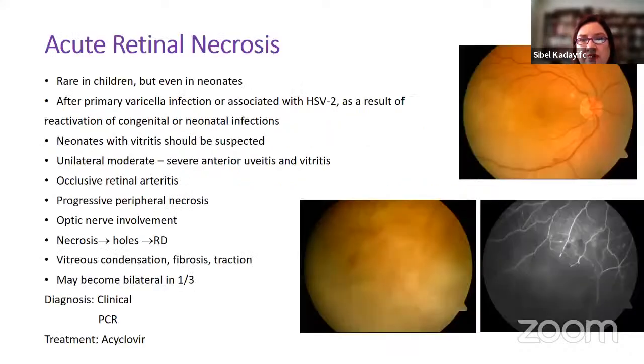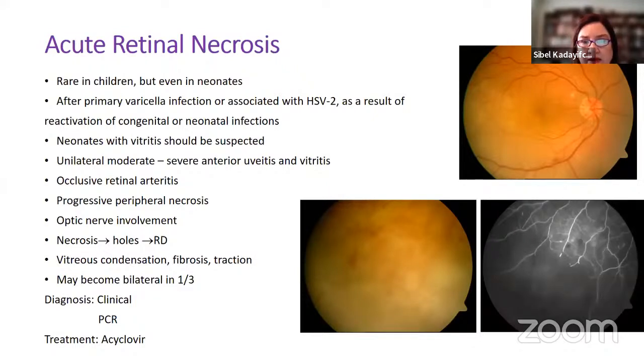Acute retinal necrosis is rare in children, but described even in neonates. It may be due to varicella zoster or herpes simplex virus type 2. Generally, it's unilateral with severe anterior uveitis and vitritis. Occlusive retinal arteritis is the hallmark with progressive peripheral necrosis. The necrosis may end up in holes and retinal detachment. It may become bilateral in one third.